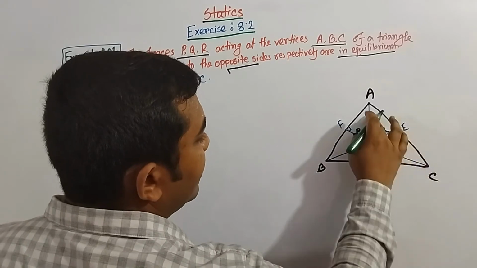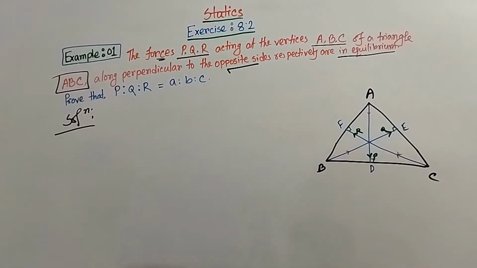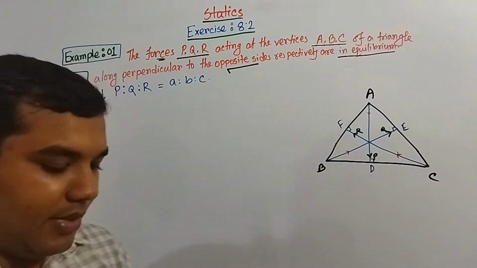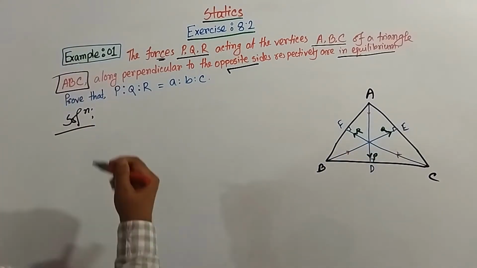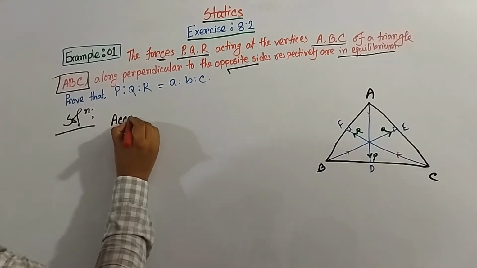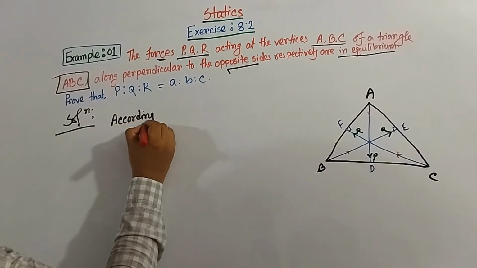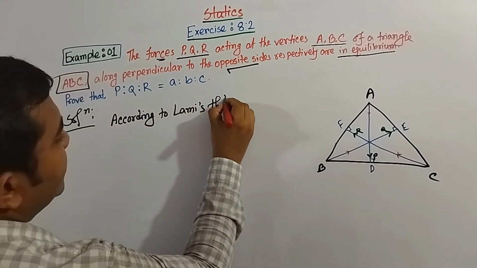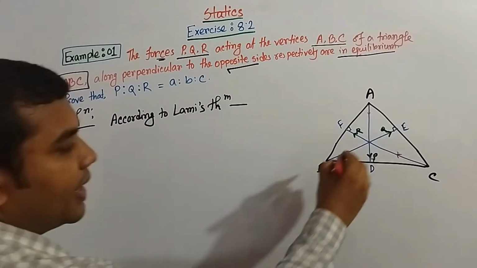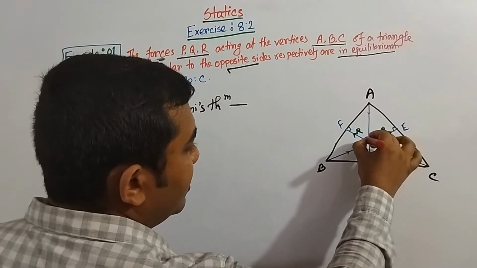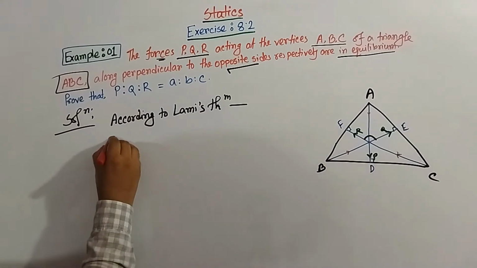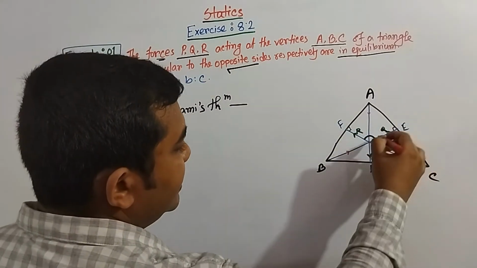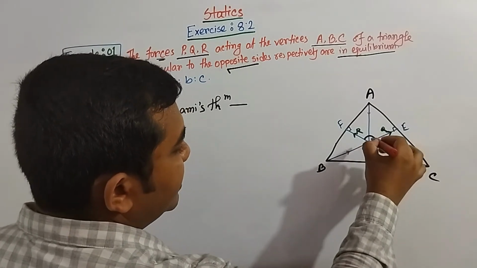Okay, so why are we going for that? Because we need to write something according to Lami's theorem. What you can write, according to Lami's theorem, here our P force is working that way, so the opposite should be this. So P over sine of this angle, say for example the point is O, so DOF.